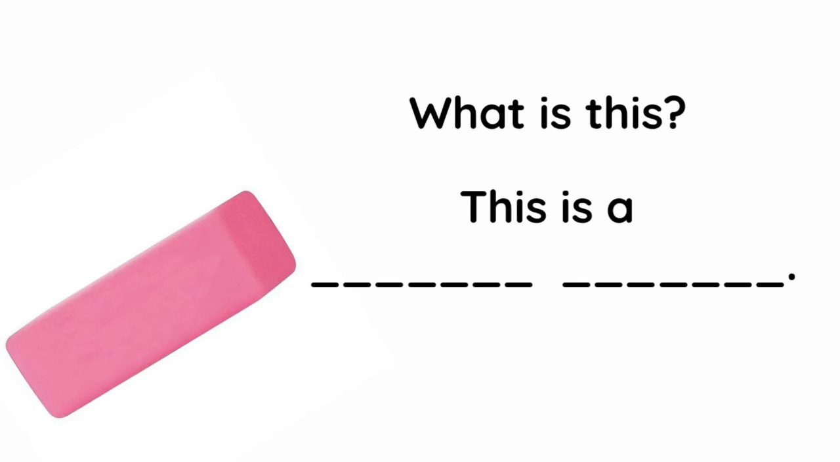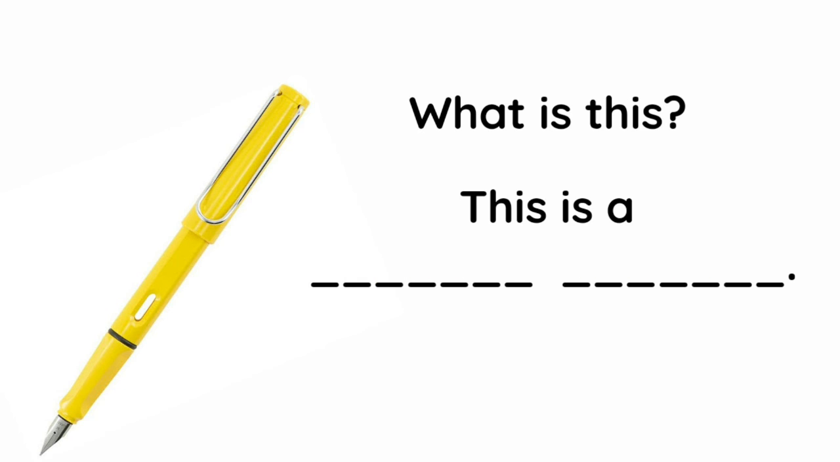Take a look at the picture. What can you see? Now, let's answer the question and complete the answer. What is this? This is a blank blank. What you're gonna do, you have to identify first the color and then the object. What is this? This is a pink eraser. Excellent.